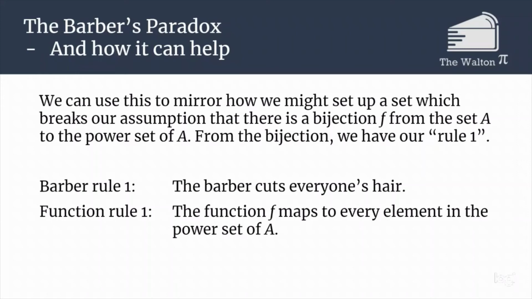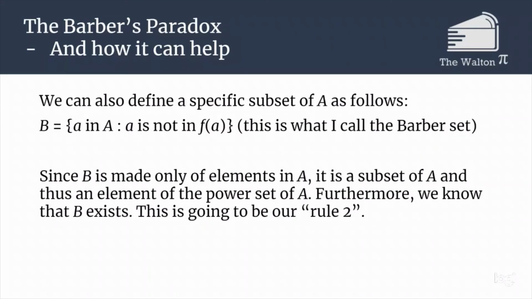So, the first rule for the Barber of Seville, or the Barber's paradox, is that the barber cuts everyone's hair. The similar rule in our proof is going to be that the function f maps to every element in the power set of A, namely that f is a bijection. We can also define a specific subset of A as follows. So we are going to call this the Barber set. So the Barber set B is the set of elements a in A where a is not in f of a.